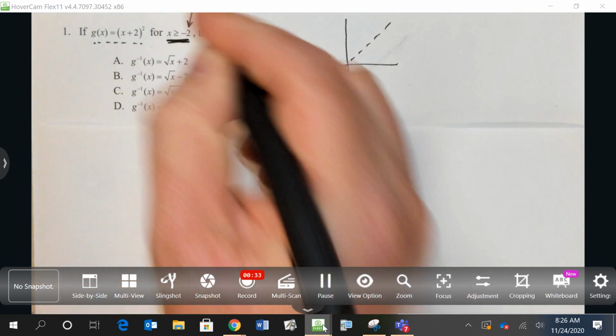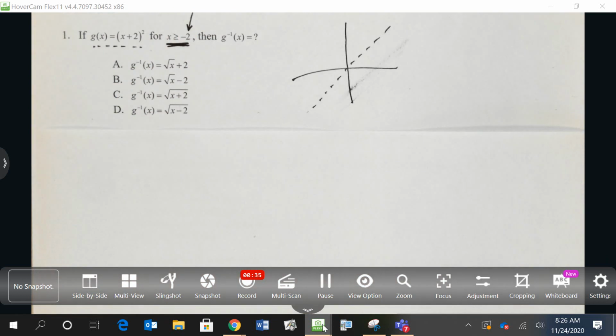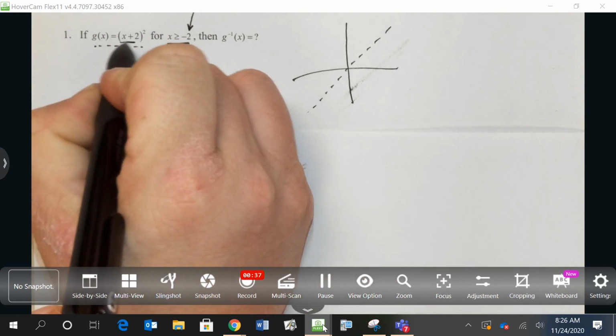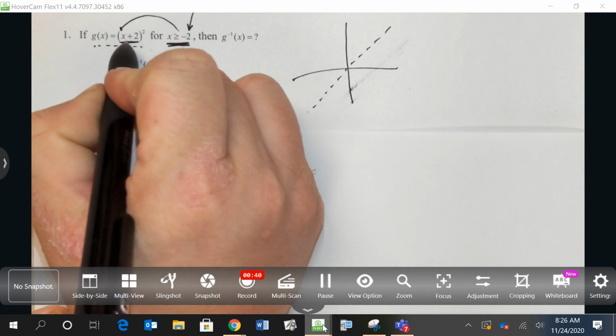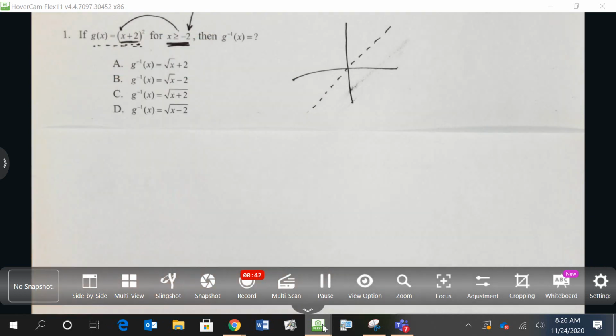Now, how do we decide upon this number? This is just extra information. How do we decide upon this number? Think of this inside and go, what number would I need to place in here to get an answer of 0? And the answer is negative 2. That's how we come up with that. Give me 1 second here.